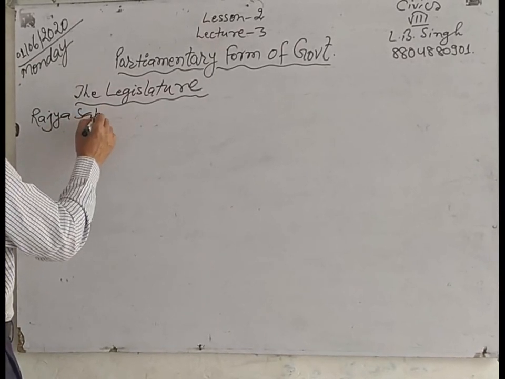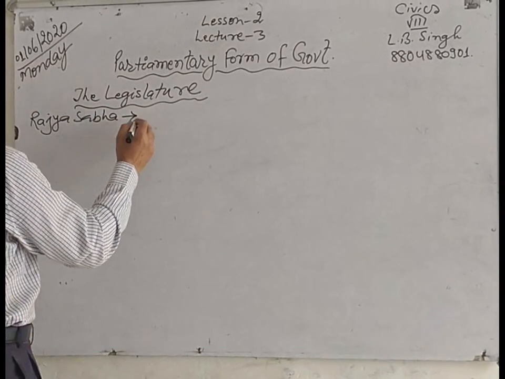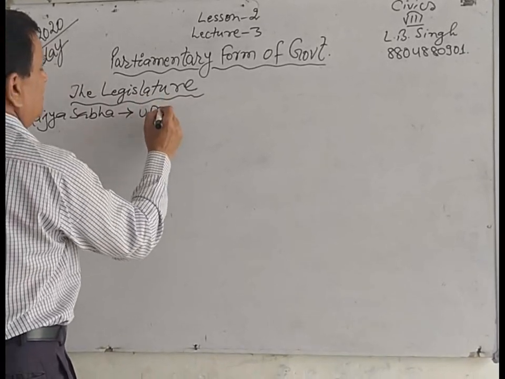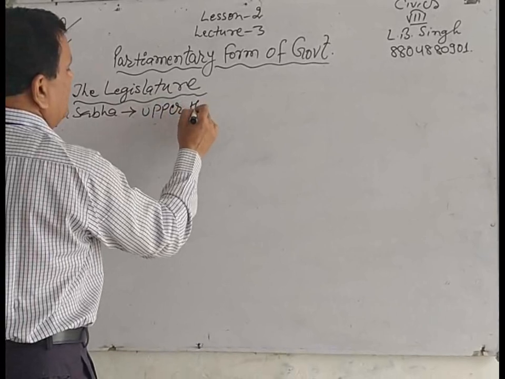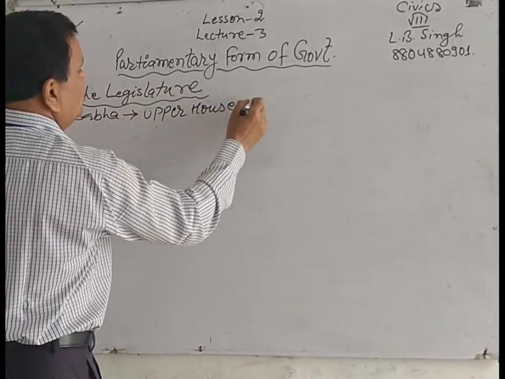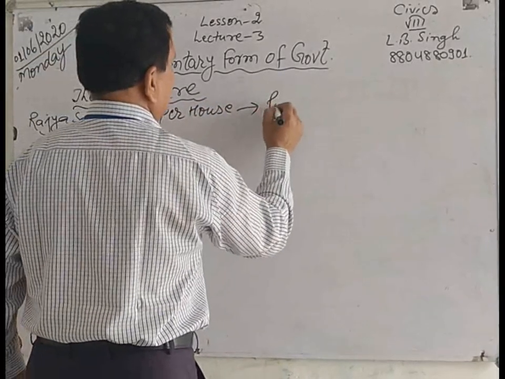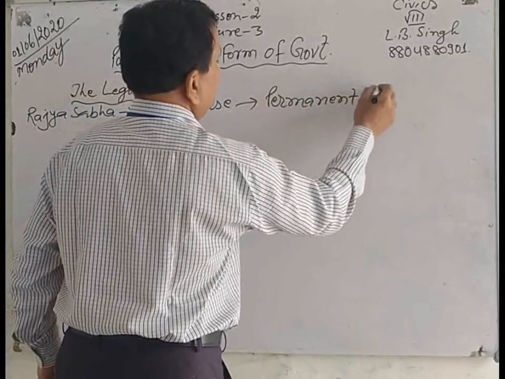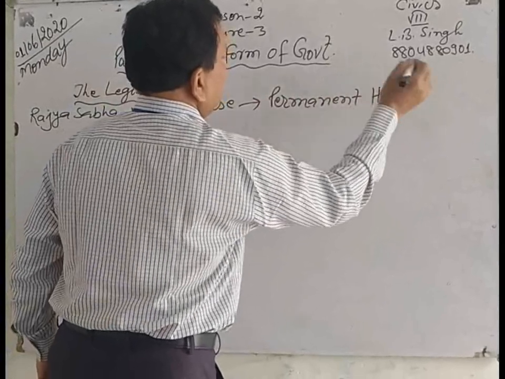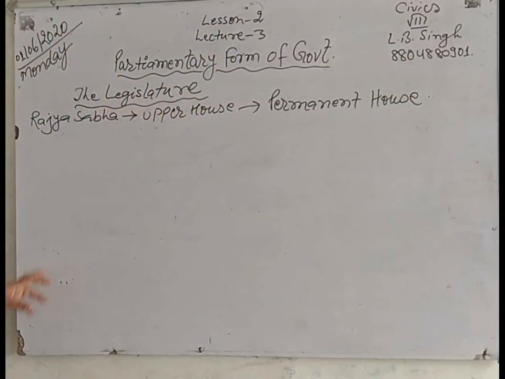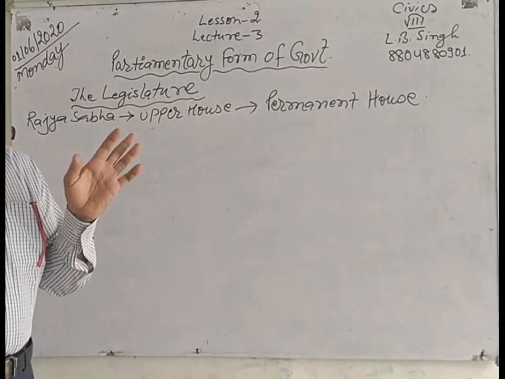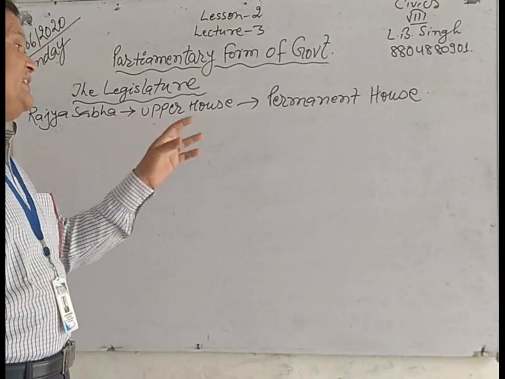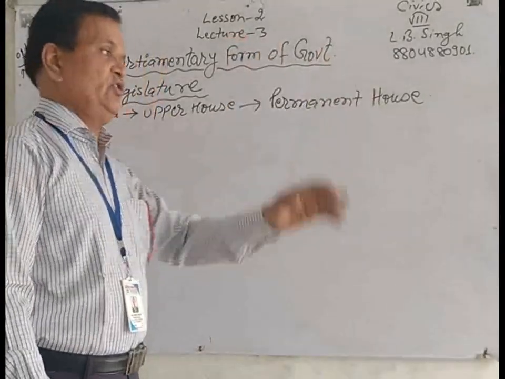Rajya Sabha. It is called upper house or permanent house. Permanent house. I have told you it is not dissolved by the President of India. So it is called permanent house.